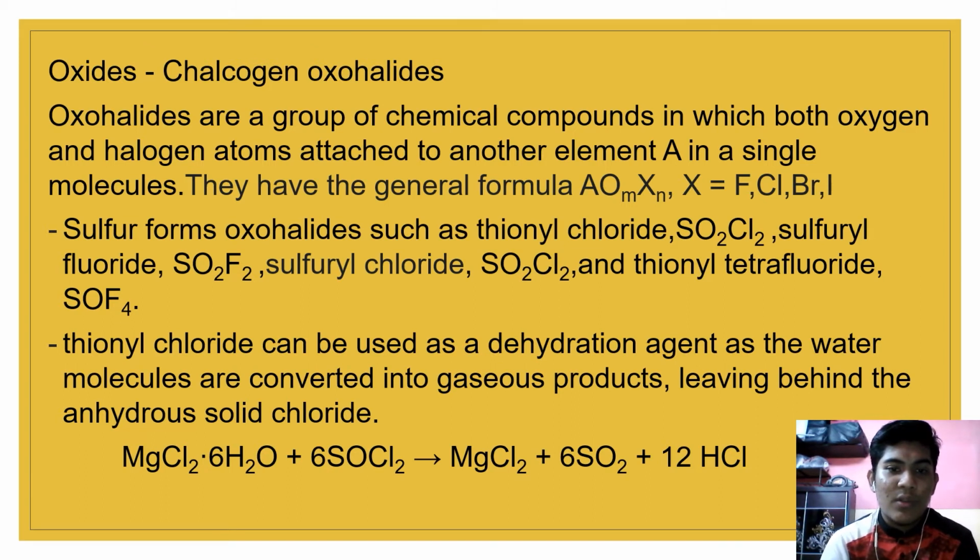Thionyl chloride can be used as a dehydration agent, as the water molecules are converted into gaseous products, leaving behind the anhydrous solid chloride. So the equation: MgCl2·6H2O reacts with 6 SOCl2 to form MgCl2 plus 6 sulfur dioxide and 12 hydrochloric acid.